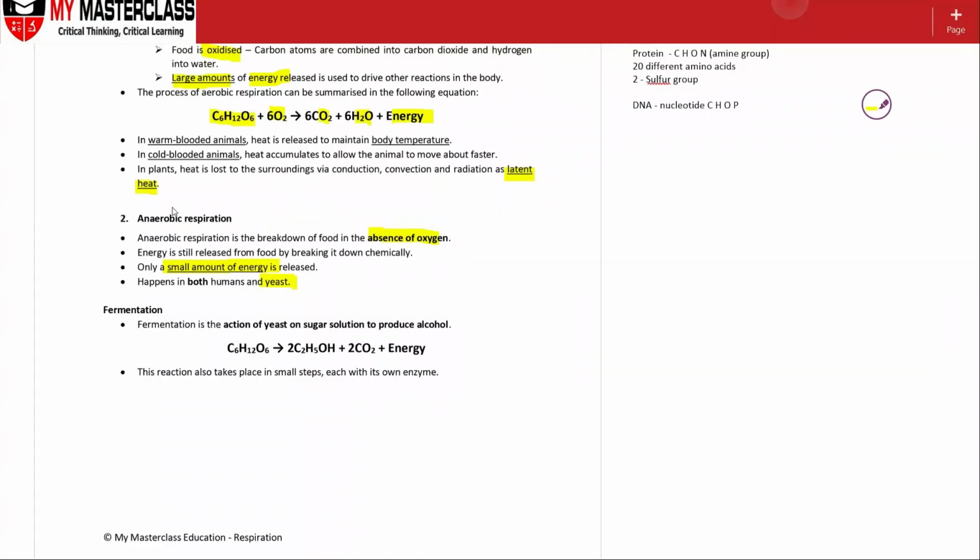So in anaerobic respiration, as mentioned earlier on, we are using the absence of oxygen and only a small amount of energy is being released. It happens in both humans and yeast.